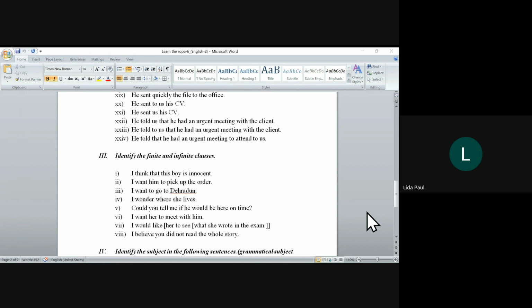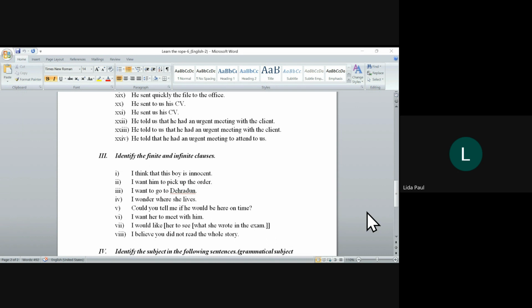That is the embedded clause within the larger clause. Her to see what she wrote in the exam, that's your first subordinate clause. And within that subordinate clause, you have what she wrote in the exam, the question clause. So the question clause is finite here. It has a tense. But her to see what she wrote in the exam, that particular clause is infinitive because of the presence of to see.